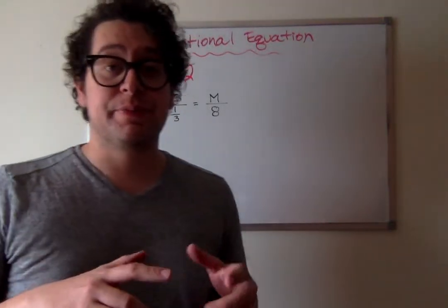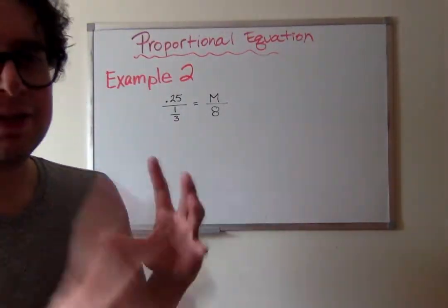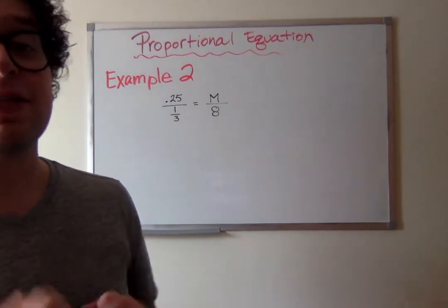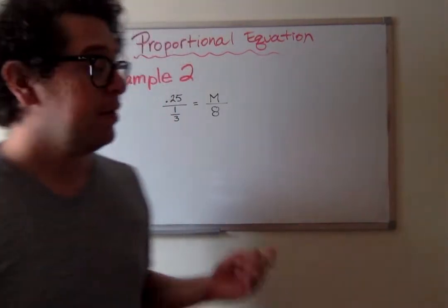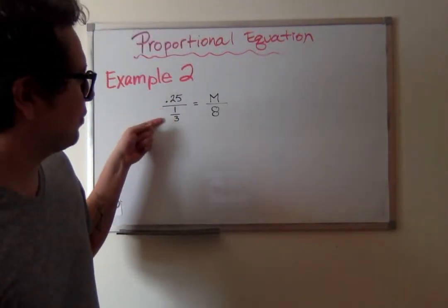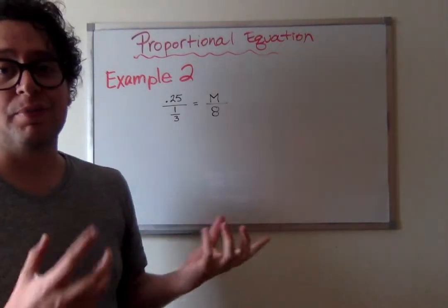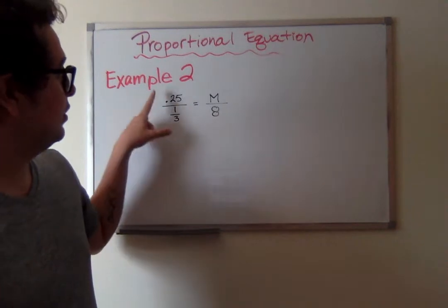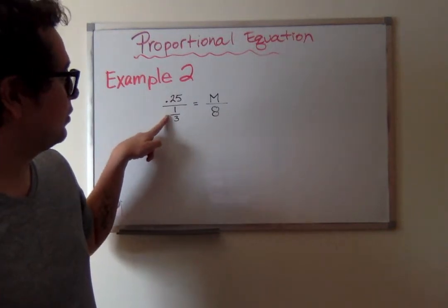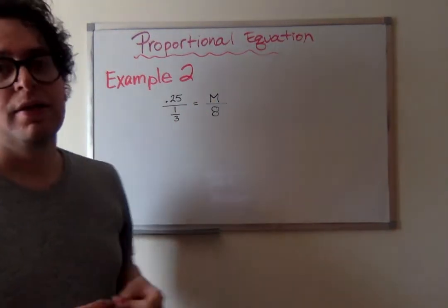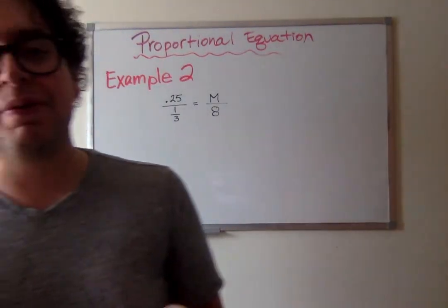Hey y'all, so here's the next problem, and it's looking a little bit different, but it's still going to be the same idea, right? We got 0.25 over 1/3, and it looks a little bit weird because the one before was just with whole numbers, okay? And we're saying that 0.25 over 1/3 is equal to m over 8. So again, we're just trying to find our value of m.